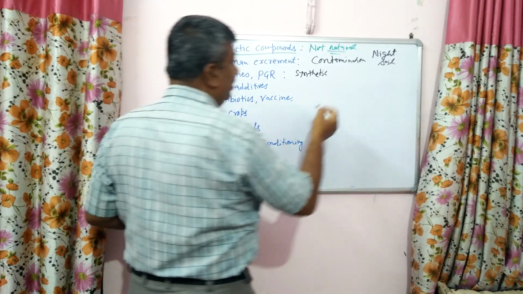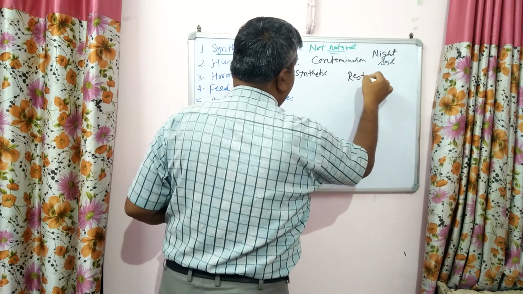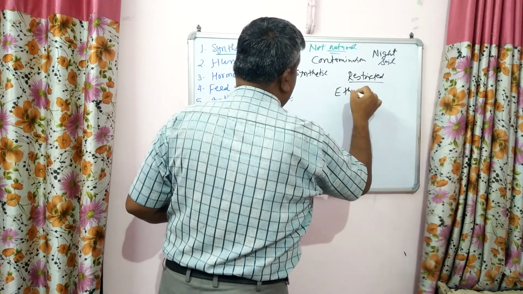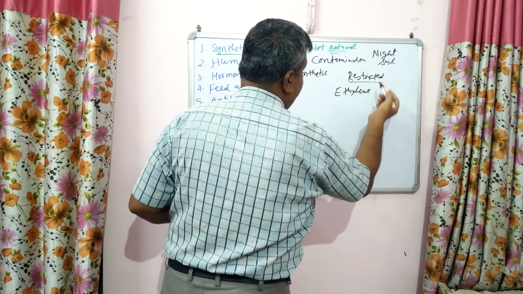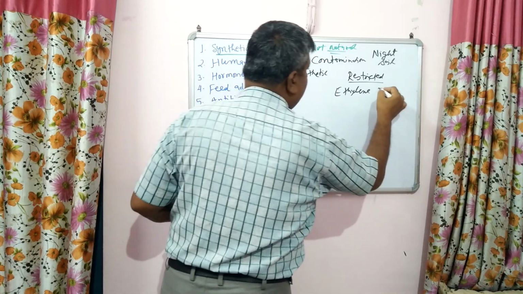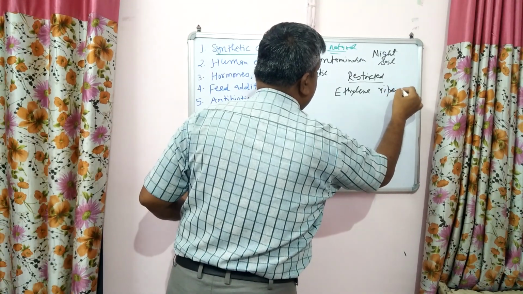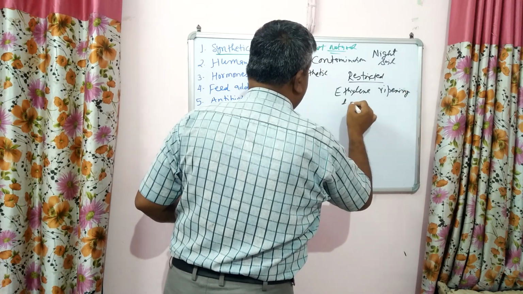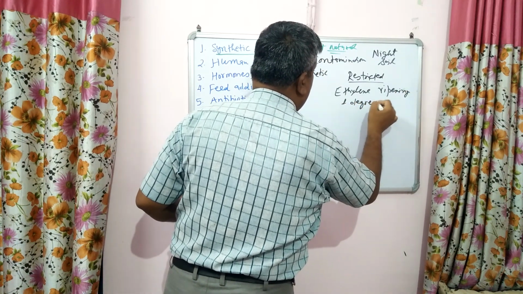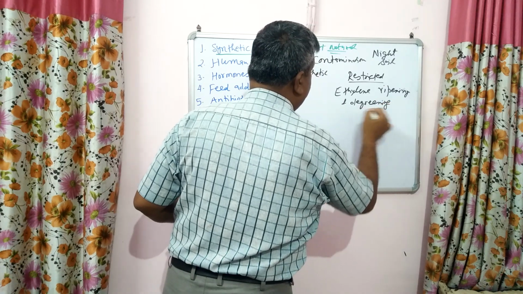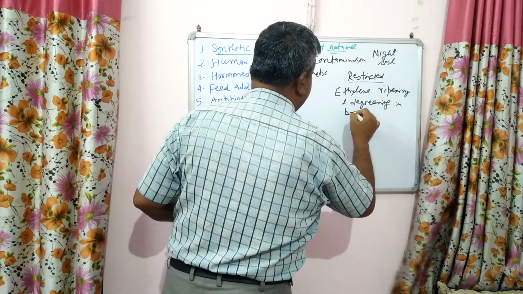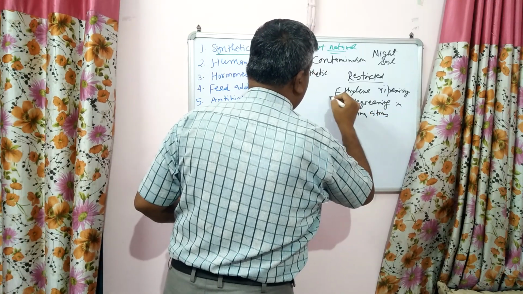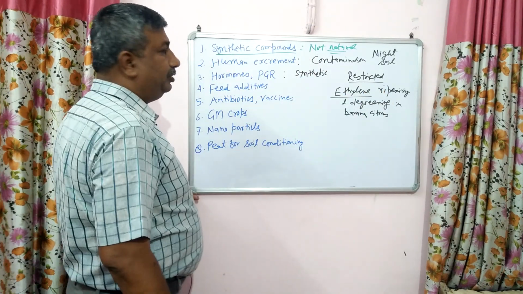But ethylene with restricted use can be used. Ethylene can be used for ripening and degreening, पकाने के लिए और उसका हरा रंग ख़त्म करने के लिए, in banana and citrus and other fruits. So ethylene is for restricted use.